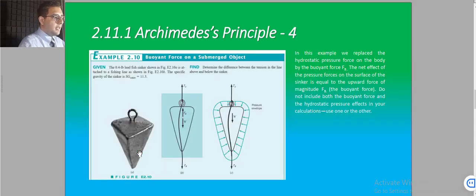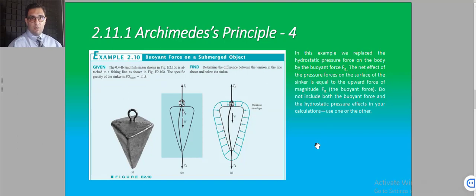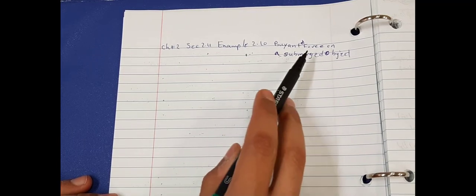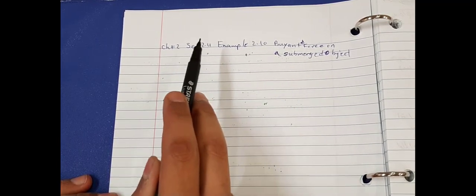So there is an example here about buoyant force on a submerged object, which is example 2.10. Follow me with the written text in order to get it solved for you. Welcome guys to this part, which is the problem solving of example 2.10, subjected as buoyant force on a submerged object from section 2.11 of chapter 2.